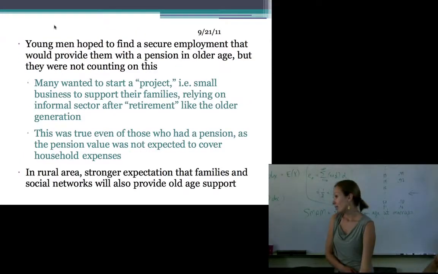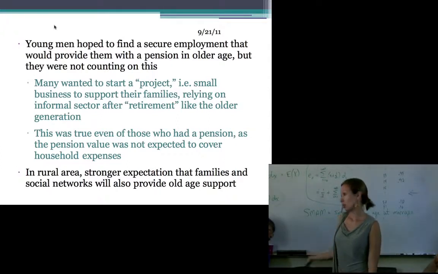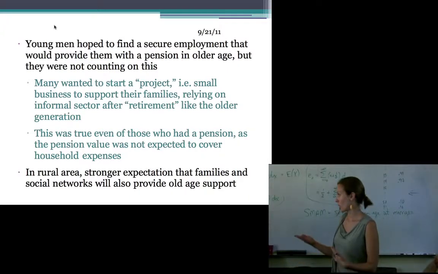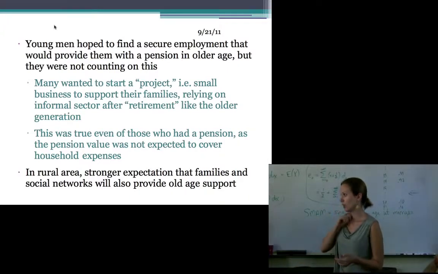So then asking the young men about how they're going to provide for themselves and their families in old age, most of them just said, I don't know. But they had thought about it. They actually knew what they had mentioned, those kinds of things. And a lot of them relied on the same thing that their father's generation appears to be doing, which is starting a small business or a project, some kind of informal sector activity to keep providing for yourself until you're unable.